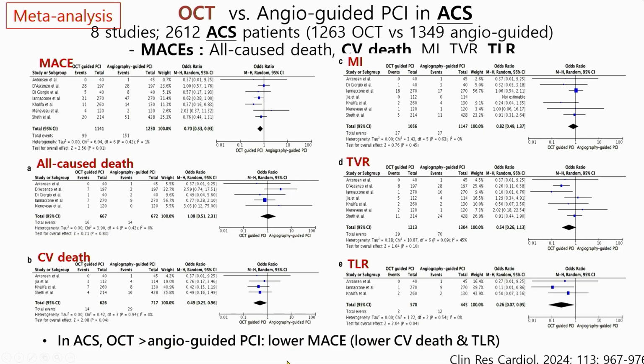And there's another meta-analysis published in 2024. In ACS patients, they collected studies with about 2,000 patients, comparing OCT and angio guide, including all-cause death, cardiac death, MI, TVR, and TLR. We can see in ACS, OCT can have a better result than angio guide in lowering MACE. The most important, I think, comes from CV death and also target vessel revascularization. For all-cause death, actually there is no difference.